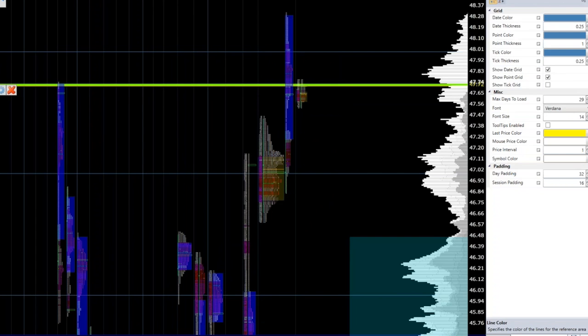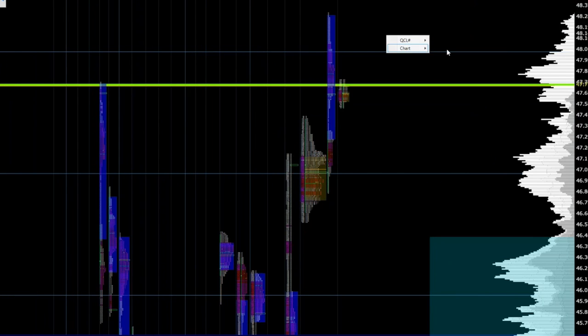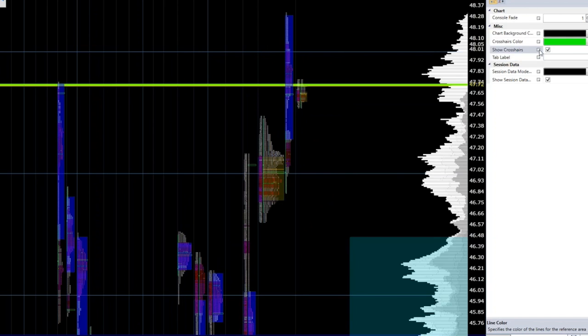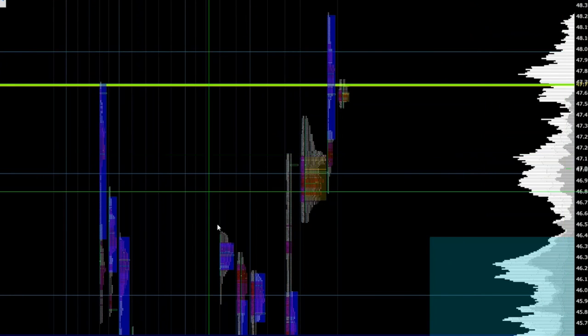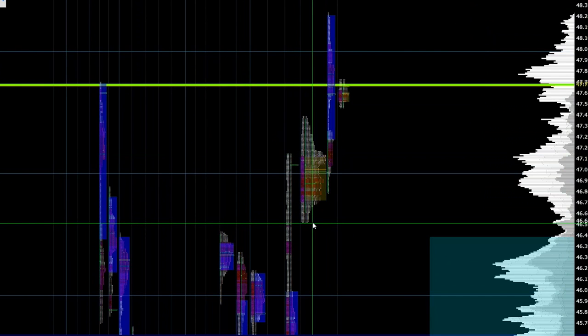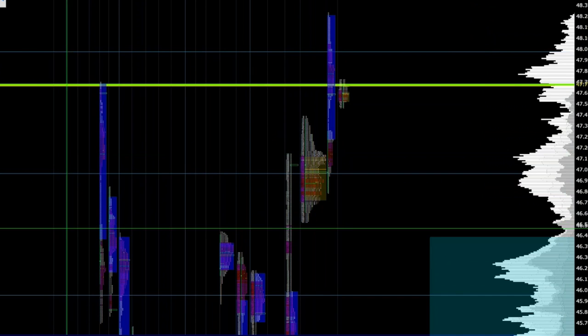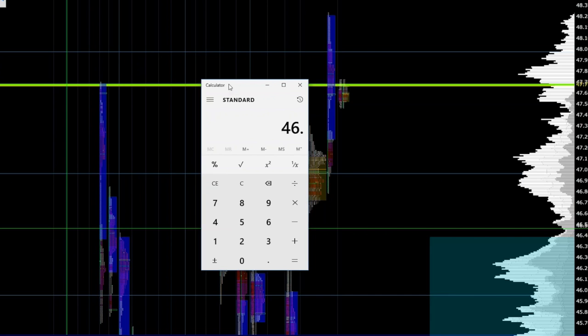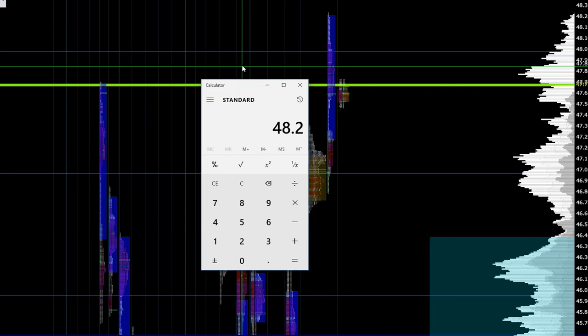So if you're looking at this chart, for example, I'm going to make sure that I can see my crosshairs so we can see this clearly. But you'll notice that the low of the overnight session was here at 46.60. All right, let's look at this. So 46.60 plus $1.60 gets you to 48.20.